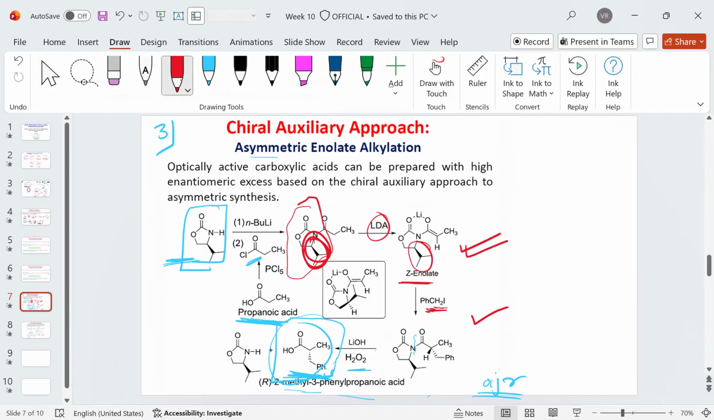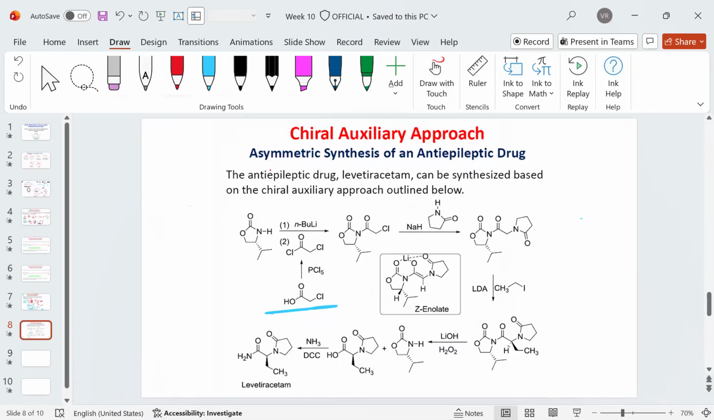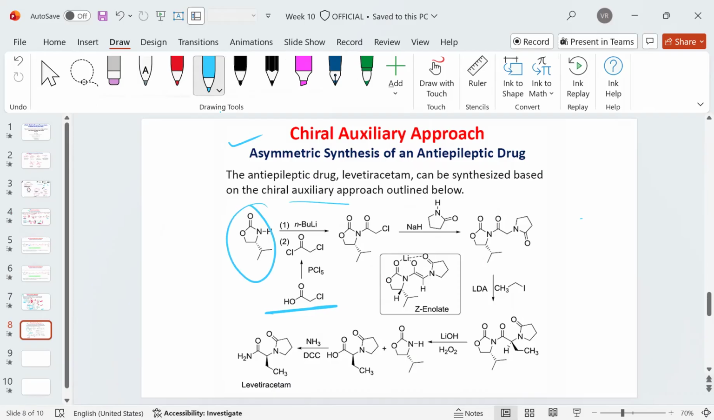So these are all examples of the different approaches used in asymmetric synthesis. Let's move to another example. As you can see, it is also based on the chiral auxiliary approach. I have already discussed this example in the last session, so I will not go into much detail, but here you can see a similar chiral auxiliary has been introduced to the starting material.